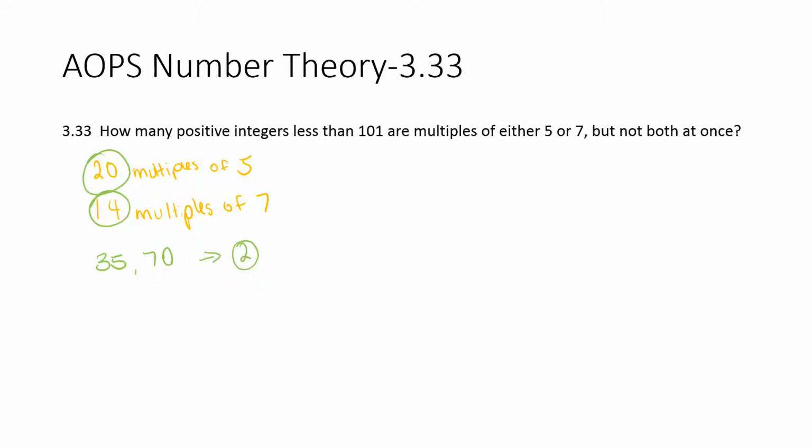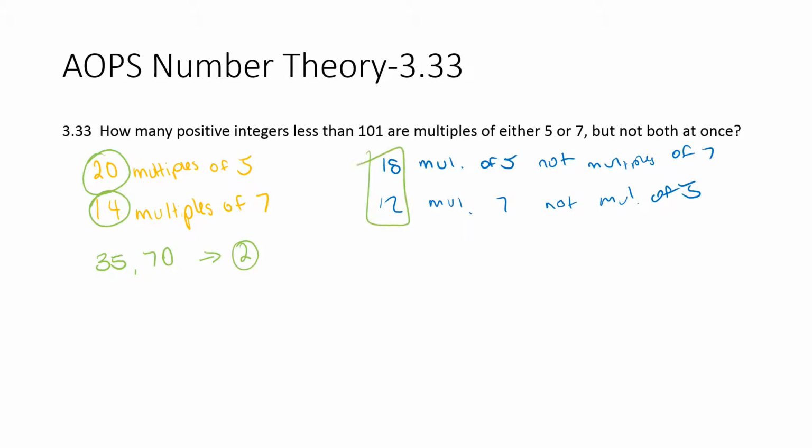So then that means that there are 18 multiples of 5 that are not multiples of 7, and there are 12 multiples of 7 that are not multiples of 5. So then the total would be 18 plus 12, which is 30.